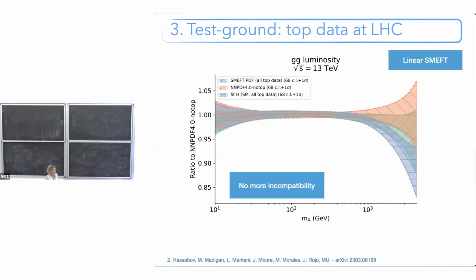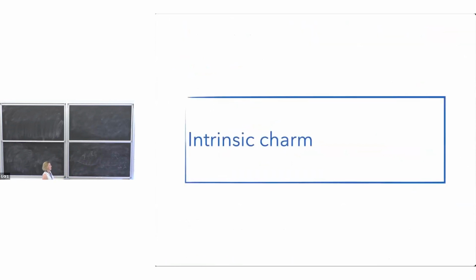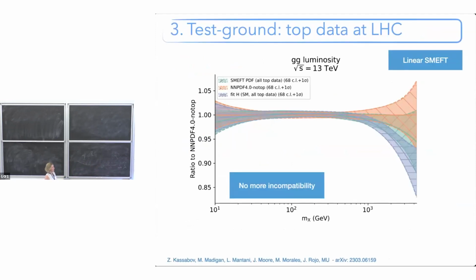When you do it for the top, you find the same Wilson coefficients, but you find the PDF with a larger uncertainty that accommodates the PDF without the top data and the PDF with the top data. So I think it's all very interesting. If you want, we can discuss it more.